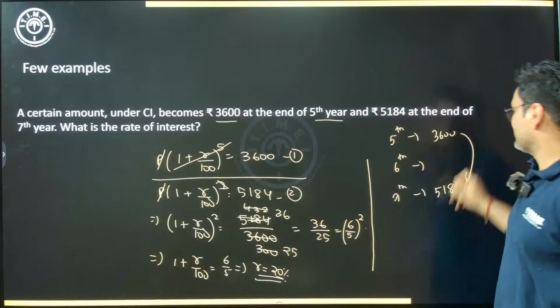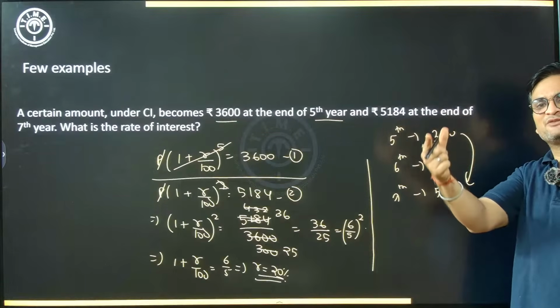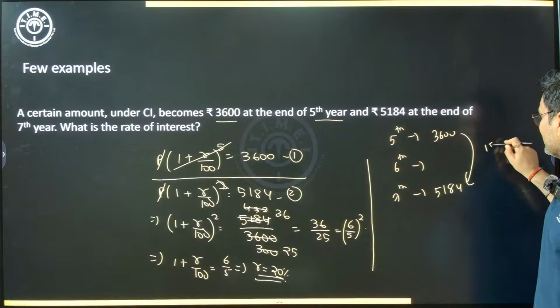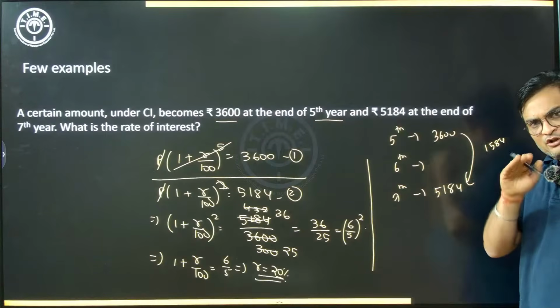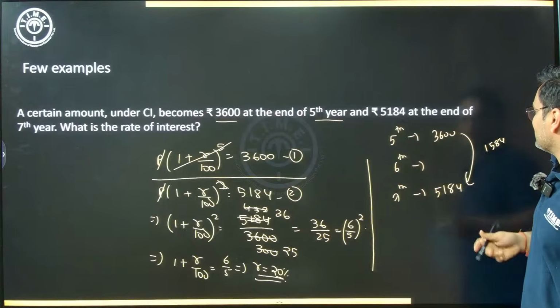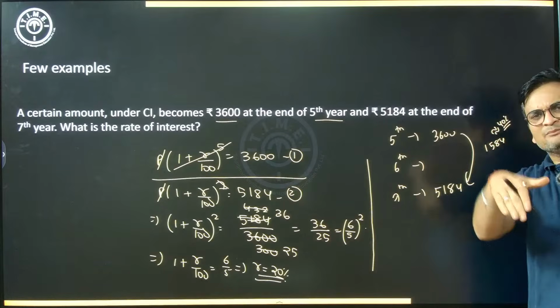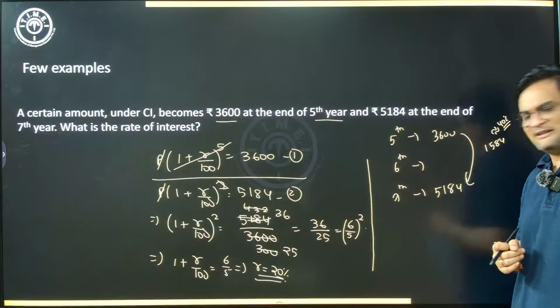From here to here, if you notice, this is where the speed maths will help, observations and all. The increase is of around 1584. When you go for percentage calculations, 1584 on 3600 will be around 40%. Around 40%, a little more than that, 40, 45%, something like that, right?